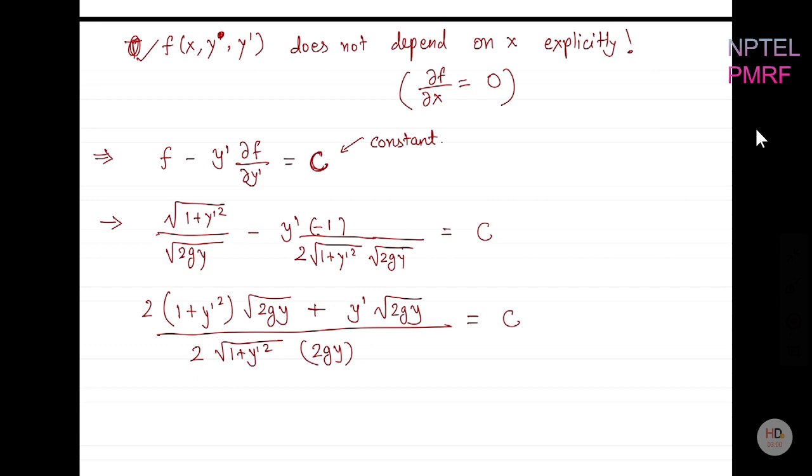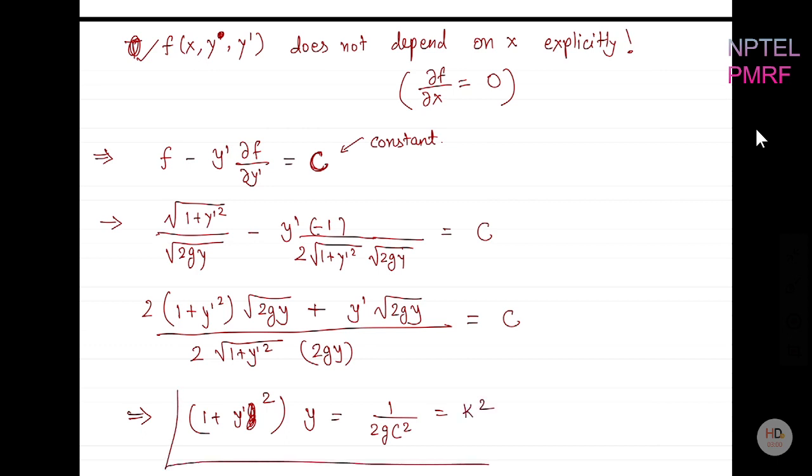And this will lead us to the final answer, which is 1 plus y prime square, sorry, square is inside, times y is equal to 1 by 2gc square, which we can write as some k square. So this is the solution, the curve that will minimize the time.